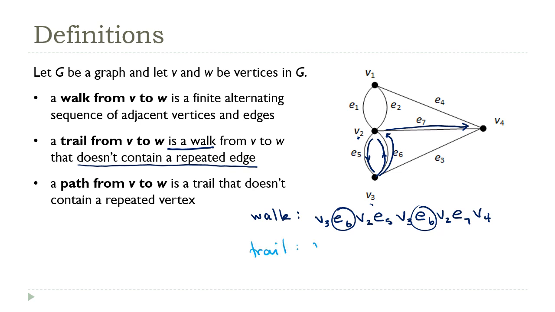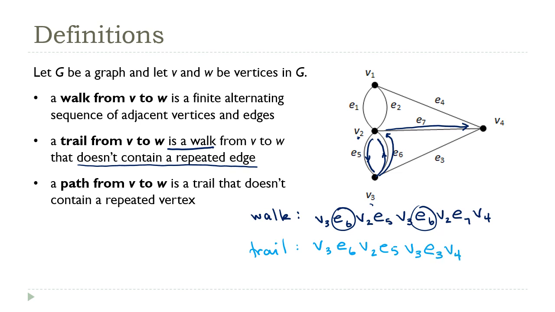And I could go V3 E6, then let's see, V3 E6 to V2, E5 back down to V3. Then we could take E3 over to V4. Yeah, we ended up at the same place that way.